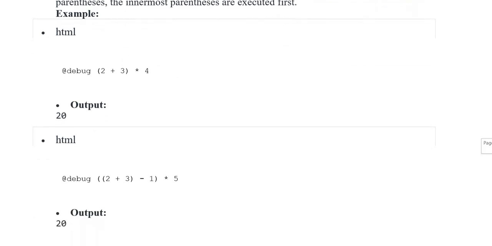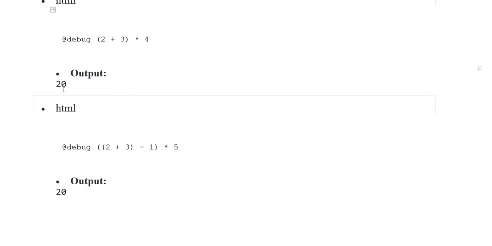Example: HTML debug 2 plus 3 multiplication 4, आउटपुट क्या? 20. 2 plus 3 जो है वो 5 और 5 multiplied by 4 20. HTML debug 2 plus 3 minus 1 multiplication 5. 2 plus 3 जो है वो 5 minus 1 4. 4 multiplied 5 20.